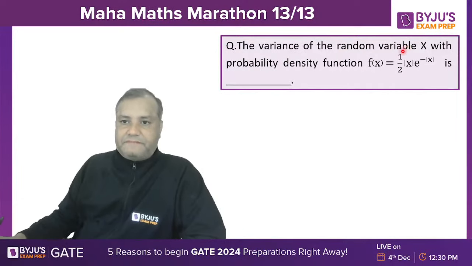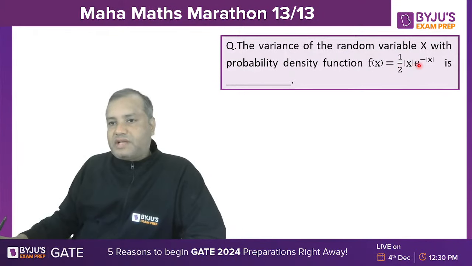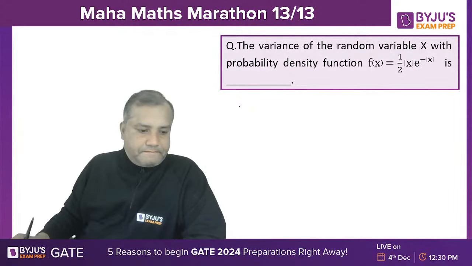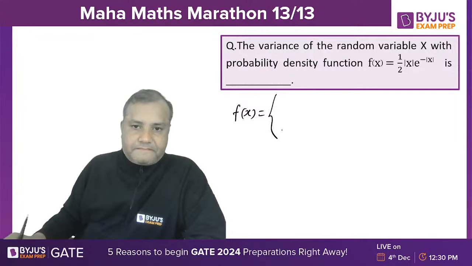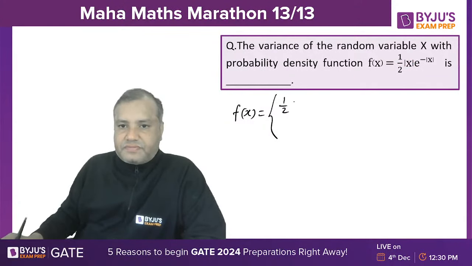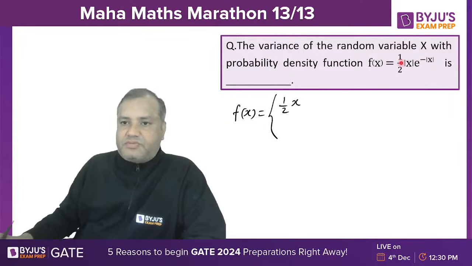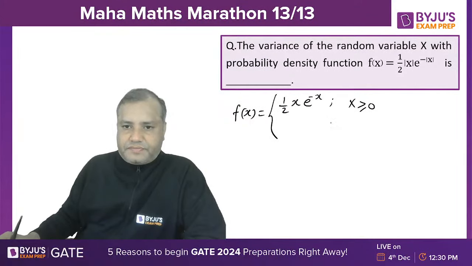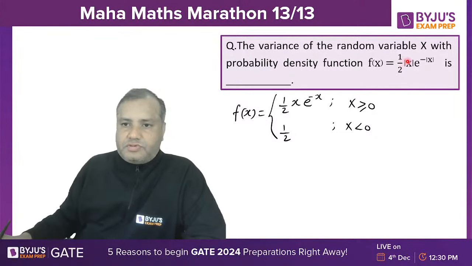Okay, so students, f of x is given as 1 by 2 mod x e raised to minus mod x. Mod of x is x when x is positive, so e raised to minus mod x opens positive, and that is the value of the function. When x is negative, mod x will open as minus x, and e raised to minus minus x is plus x.